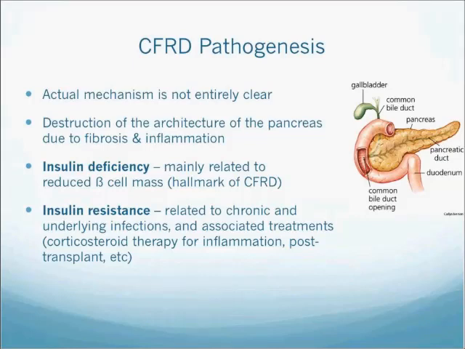Okay, so the pathogenesis of CFRD, the mechanism really isn't that clear. There's a destruction of the architecture of the pancreas due to fibrosis and inflammation, and from that, they believe the beta cell mass is reduced. And that leads to an insulin deficiency. And as mentioned on the last slide, there is insulin resistance that can be related to chronic and underlying infections and associated treatments such as steroids, as I mentioned before.